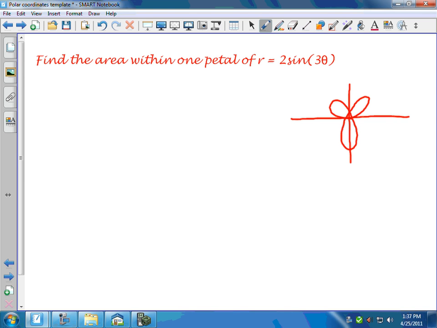Okay, here's how we're going to solve these questions. To find the area within one petal, notice when r equals 0, it starts at 0, right? I will find out from what angle to what angle it comes back to 0. If I can find that out, I'm going to find the 2 theta ranges that I need to find the area within one petal. And here is how I'm going to solve an equation. So I need to know when is 2 sine of 3 theta equal to 0. When is it equal to 0?